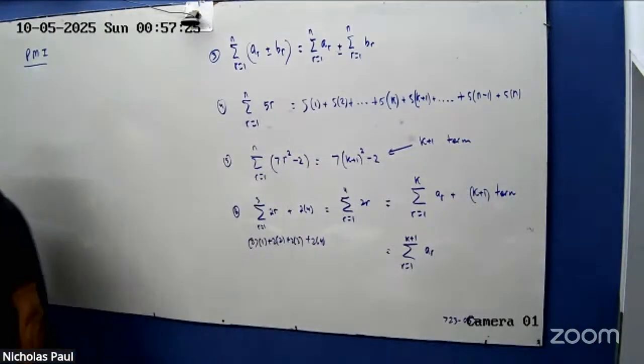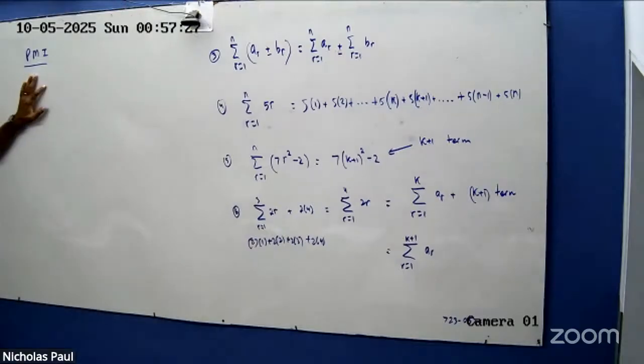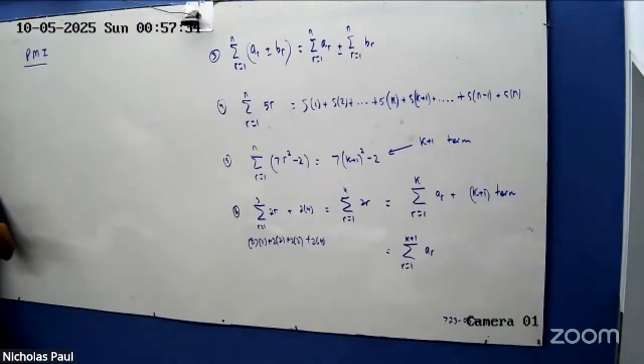Right, so what is PMI? Remember, last week I showed you something called a direct proof. You take the left hand side and show it equals the right hand side, or you take a statement and break it down until it's true. Today we're going to do something called proof by mathematical induction. So we have various steps to follow before we can say that we've proved it.